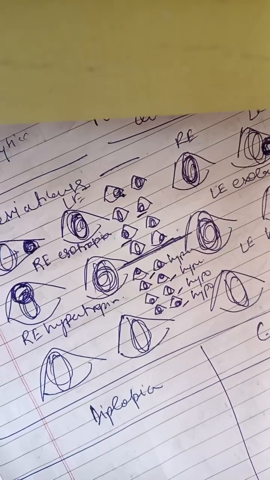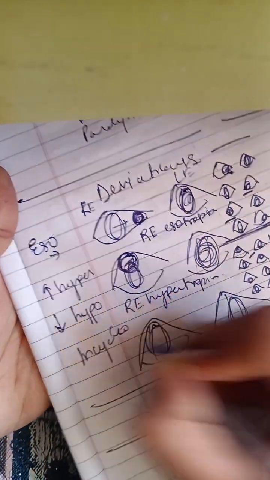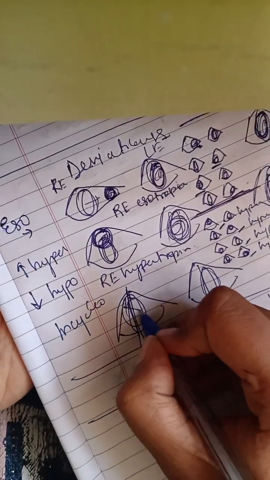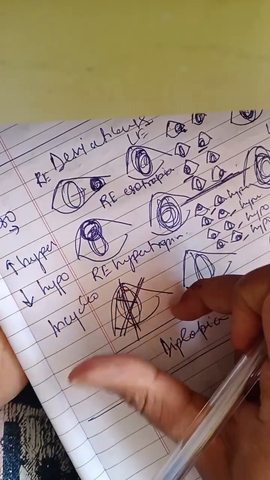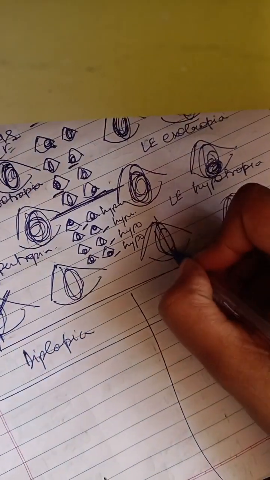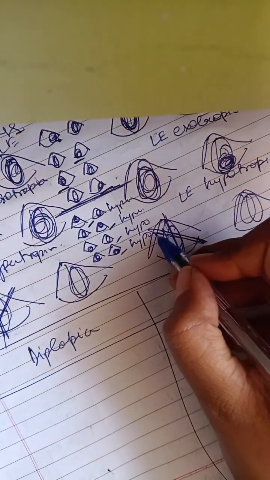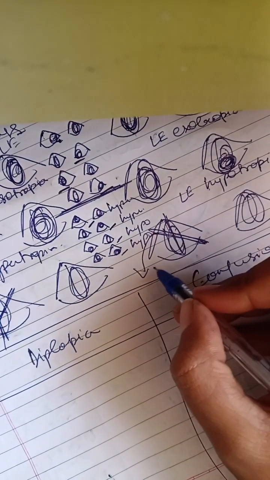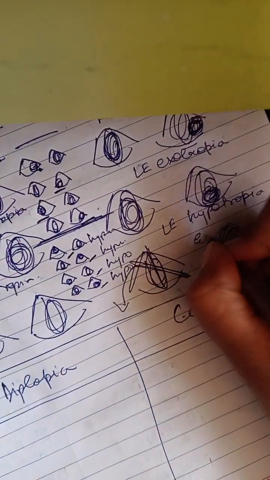Then we have incyclotropia, which cannot be seen. In cyclo, if this is the axis and it has turned like this, then it is incyclotropia. But if again this is the axis and it has turned like this, going outside, then it is right eye excyclotropia. So incyclo and excyclo, but this cannot be seen.